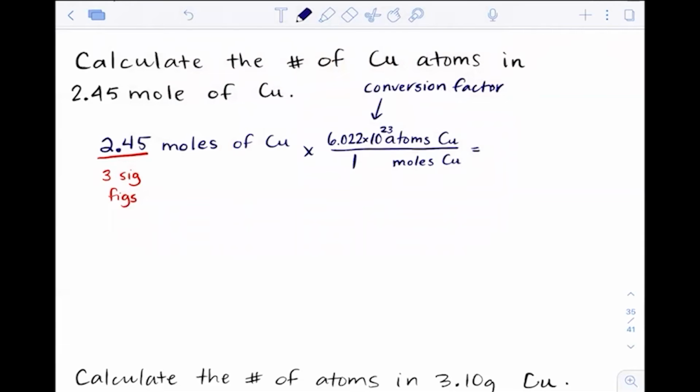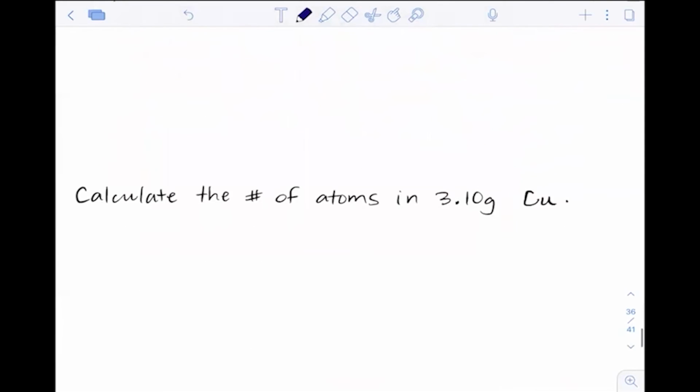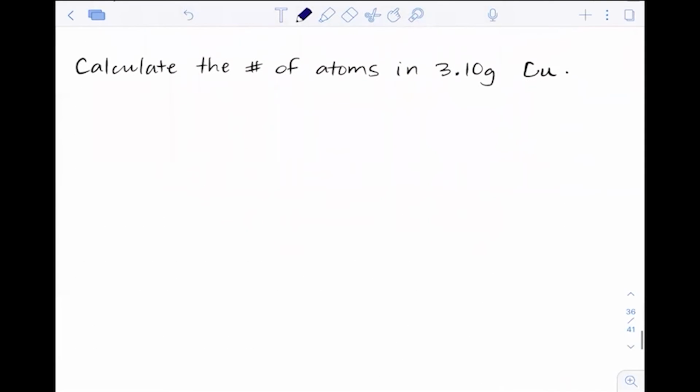This is a multiplication question, so we're multiplying 3 sig figs by an infinite number of sig figs. 1.48 times 10 to the 24. Don't forget your unit, copper atoms. There's our answer, 3 sig figs. We can go the other way and calculate from grams all the way to number of atoms.